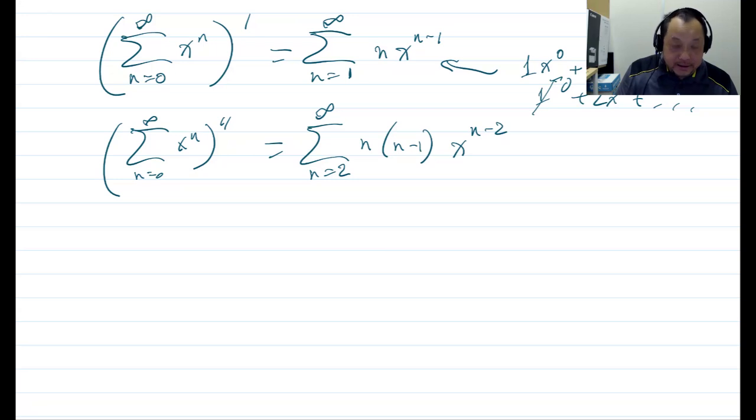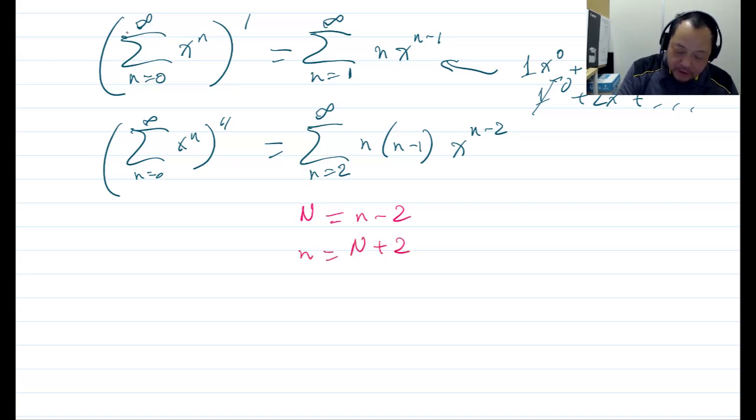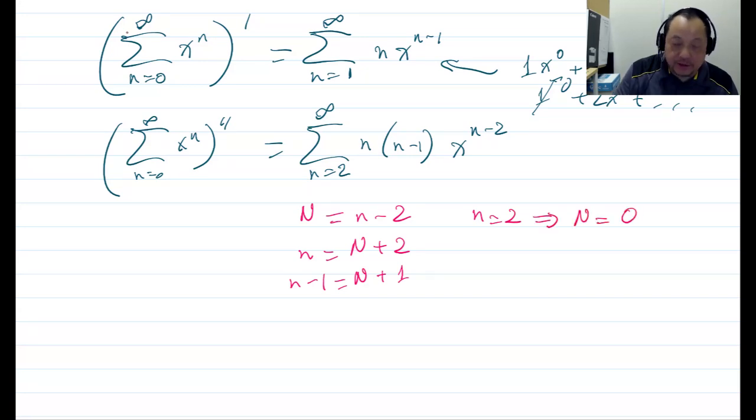So I'm actually done, except that again, I like to have my power of x to be just n and not n minus 2. So I'm going to do a change of variable. Capital N is equal to n minus 2. Then n equals capital N plus 2. I have an n minus 1. Subtract 1 from both sides, so n minus 1 is equal to capital N plus 1. And let's take a look at the limits. When n equals 2, then capital N is equal to 2 minus 2 equals 0.